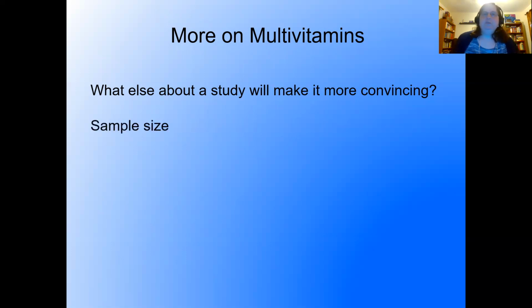And that's because sample size makes a huge difference in how convincing a study is. Sample size is always a critical component. We'll continue to talk about that as we go forward. But the bigger the sample, the more likely you are to approximate the actual population, and that's why it's more convincing. Okay, so what else about a study makes it more convincing?